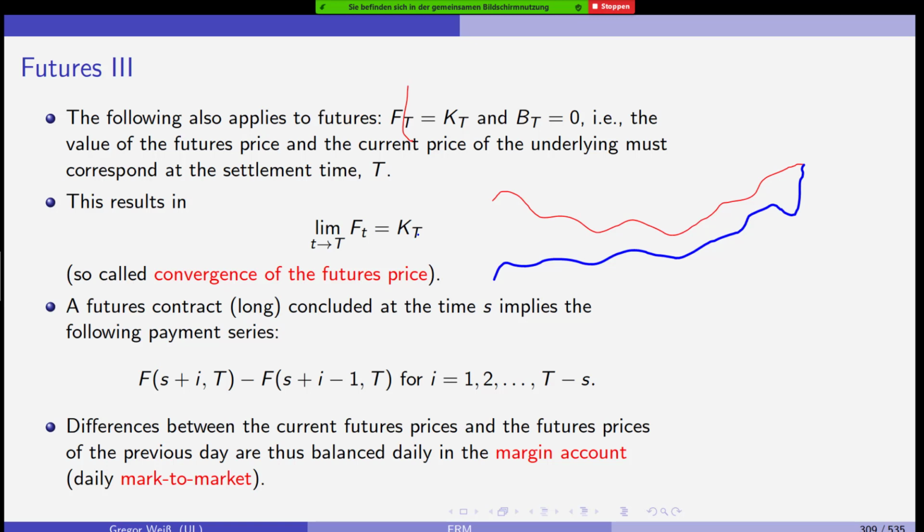And a long futures contract, concluded at time S, implies the following payments every day. We have to take a look at what profit or loss the futures contract has piled up. And on every day, for example 1, 2, 3 until T minus S, you can compare the difference between the current futures price and the futures price on the previous day. And this is the change in your position, the daily profit and loss.